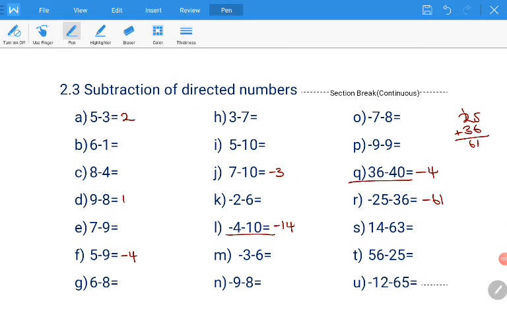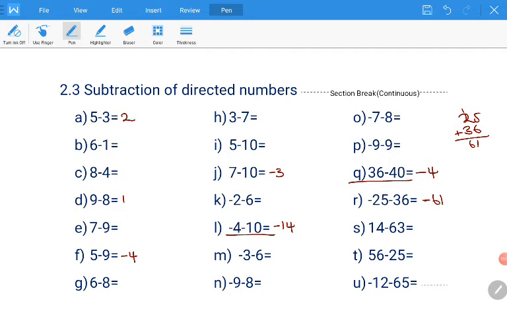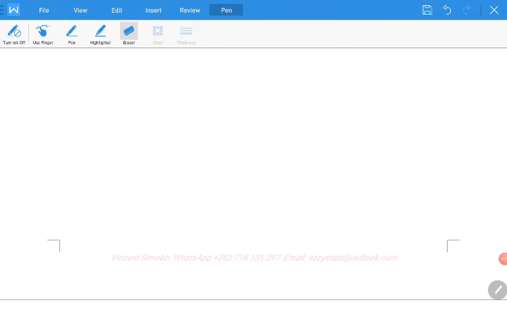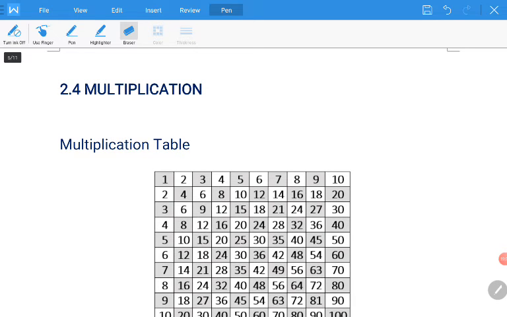So these other expressions, I will leave them for you to do as your homework, and I encourage you to keep on practicing and try to use your calculator to check if you are getting correct answers. So at this point, we will move on to multiplication.